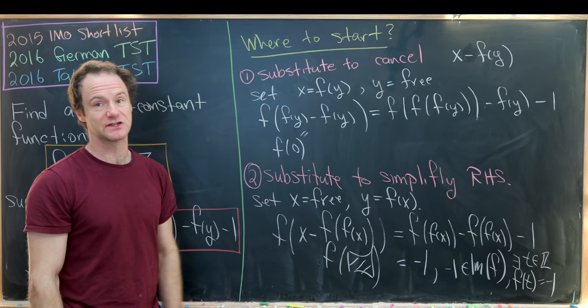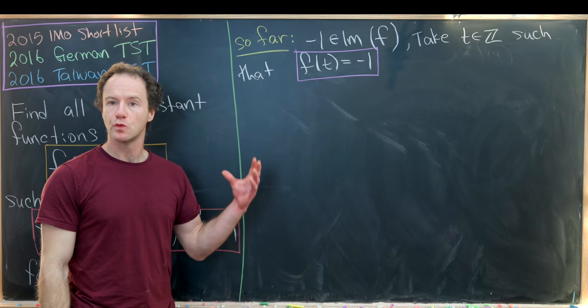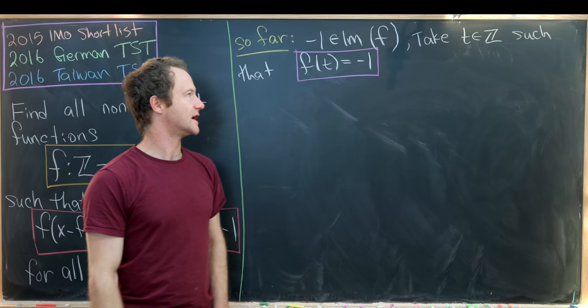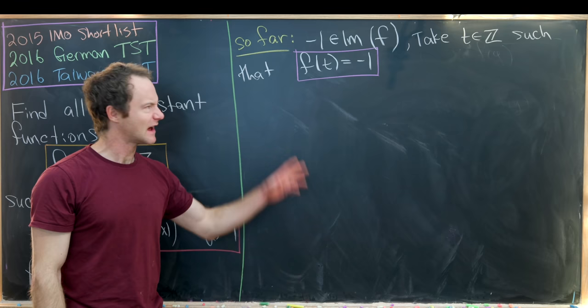Okay, so after looking at these two cases, maybe we should go down this rabbit hole and see if that gets us anywhere. So what have we done so far? We did a little bit of exploration, and we got down to the point that -1 is an element of the image of f. That means we're able to find an integer, I'll call it t, such that f evaluated at t equals -1. Now let's see what we can do with that.